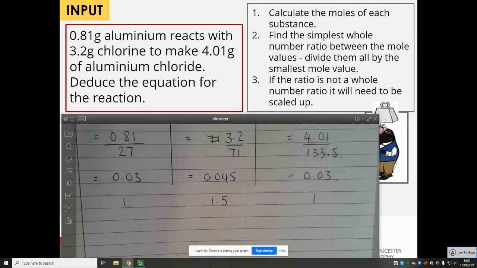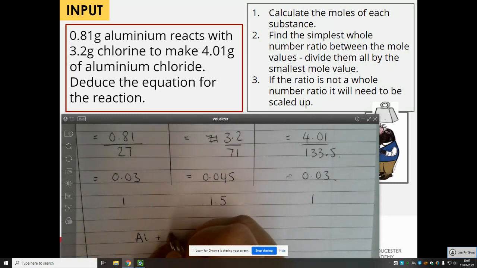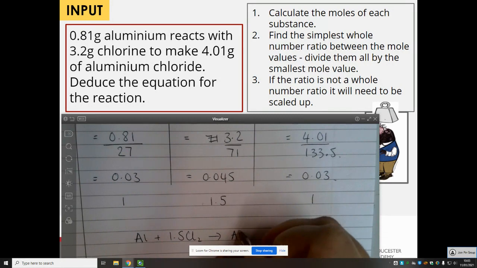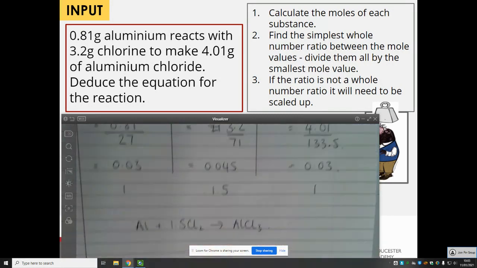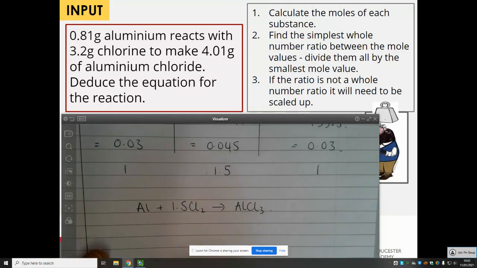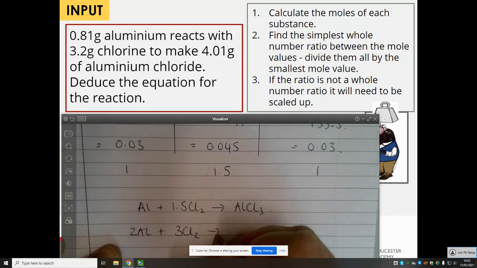So that's the ratios. So therefore, if I've got aluminium, and I've got 1.5 Cl2 to AlCl3. The problem is we don't usually use decimals. So what I'm going to do is get rid of that decimal point. So actually 2Al plus 3Cl2 gives me 2AlCl3.